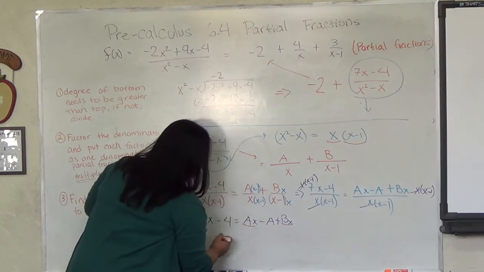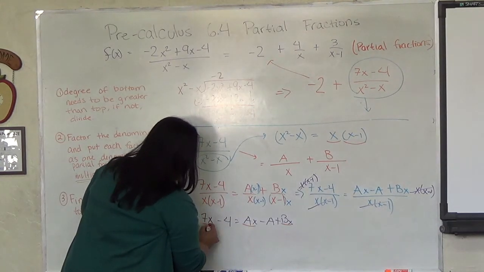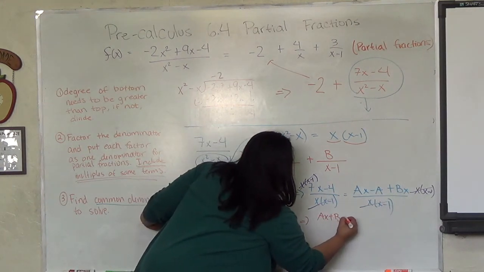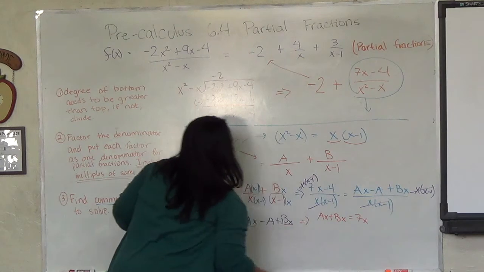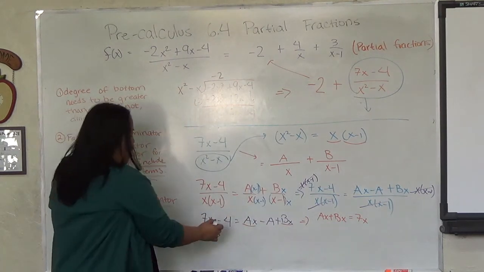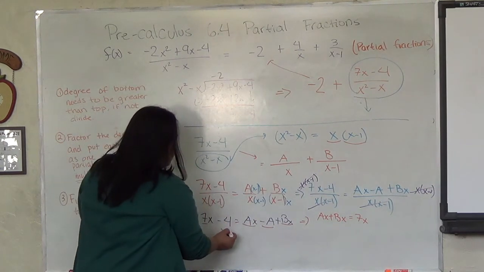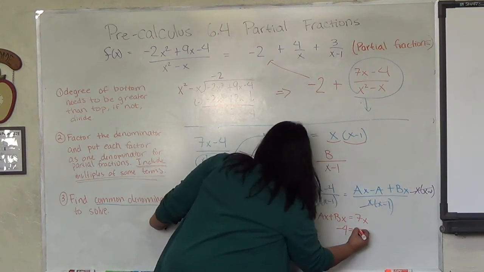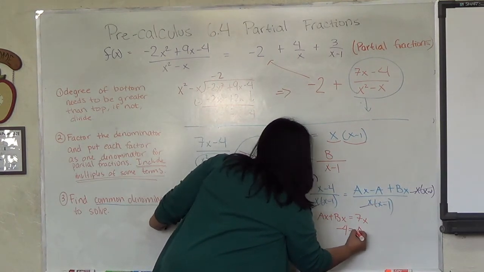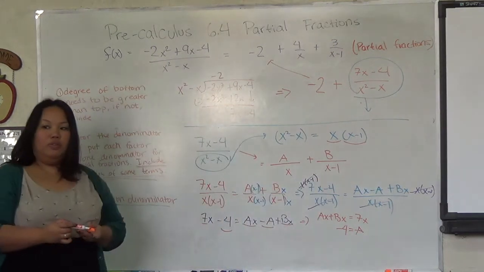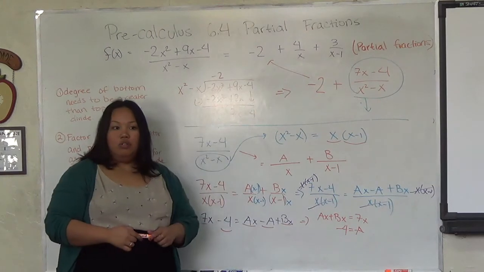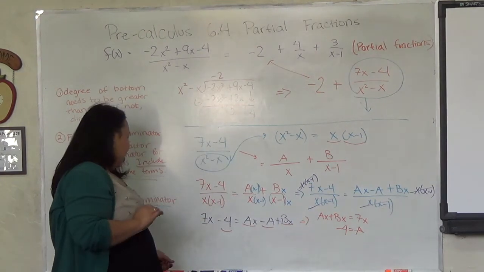So Ax plus Bx has to equal 7x. And then negative 4 has to equal negative A. Wait, A and Bx are like terms? Right, because they're both x. Okay. So that says A is 4.